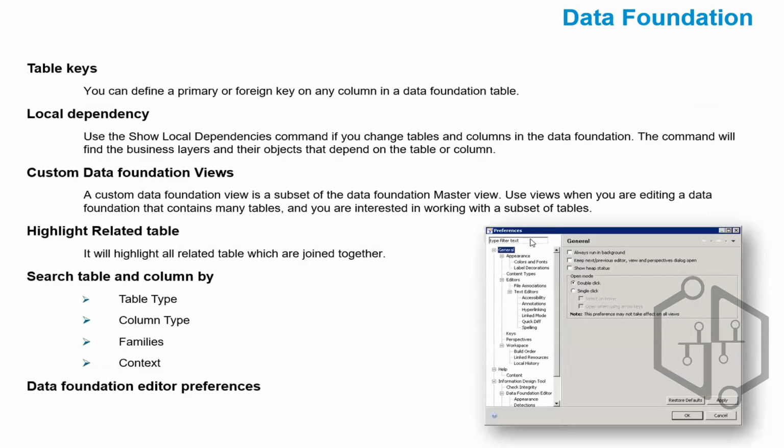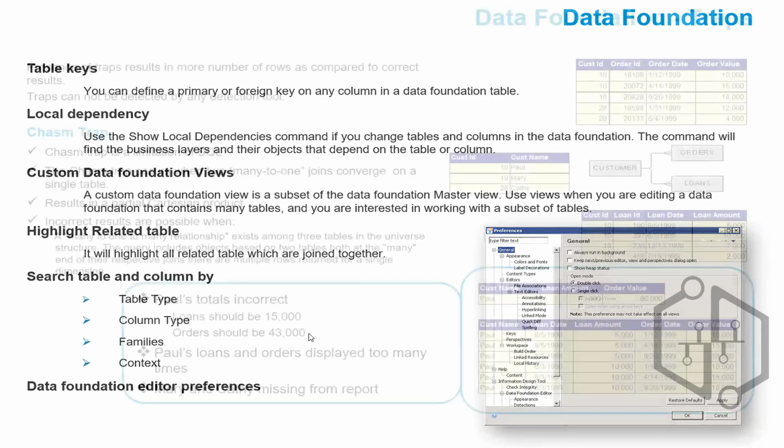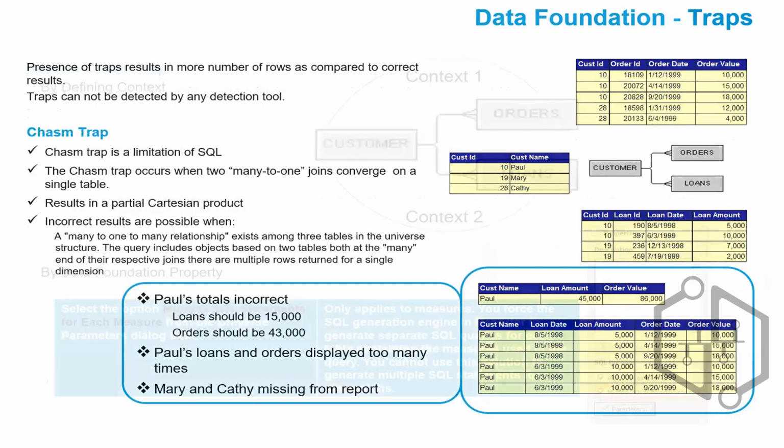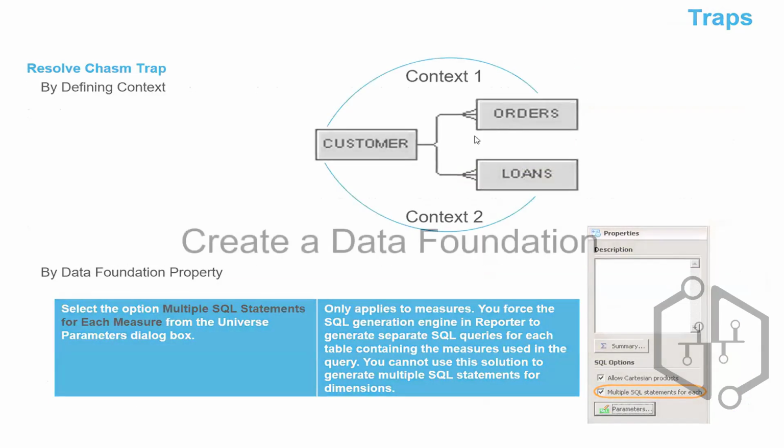These are some properties, preferences, options, like what are the options available, like custom data foundation view, highlight related table. If you click on highlight related table, it will highlight. So these are some properties and preferences. Chasm trap we already covered. So we have created a data foundation.